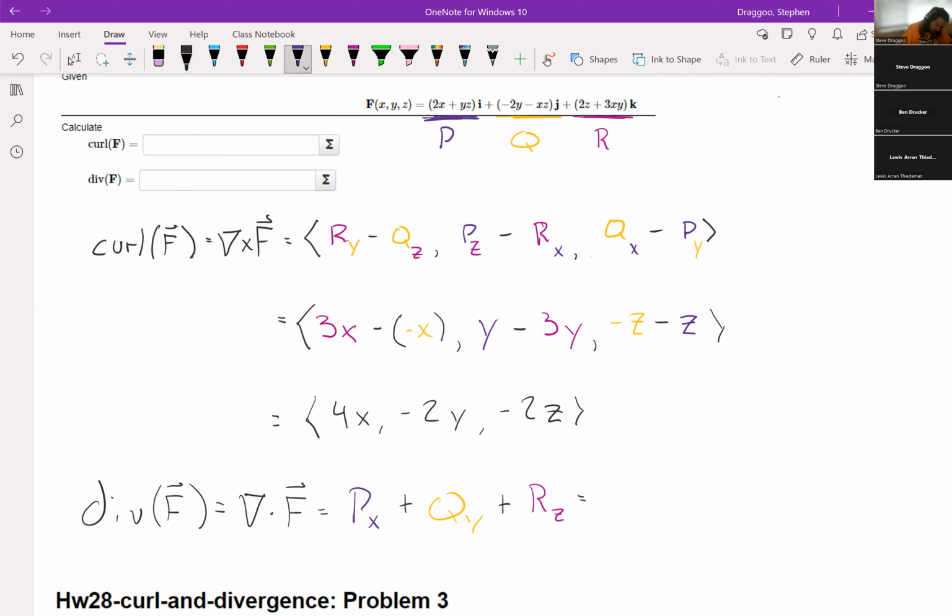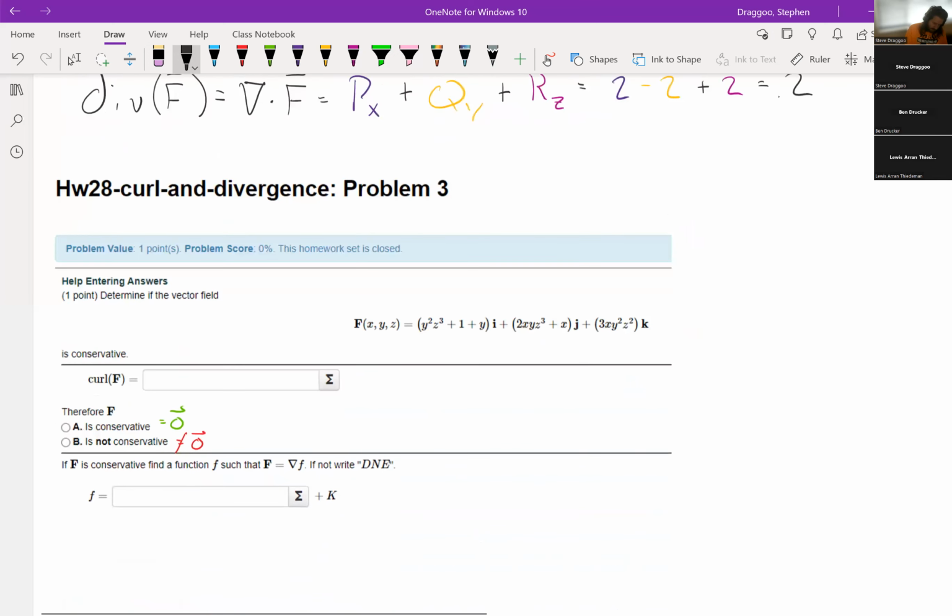So going down the line, p partial x is 2 plus q partial y is negative 2 plus r partial z is positive 2 again. So 2 minus 2 plus 2, I believe that's 2. Cool. So there's some basic stuff for curl and divergence, just calculating one of each for a vector field.